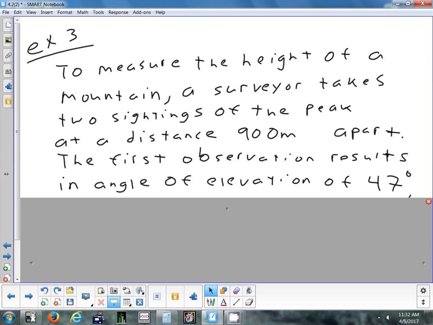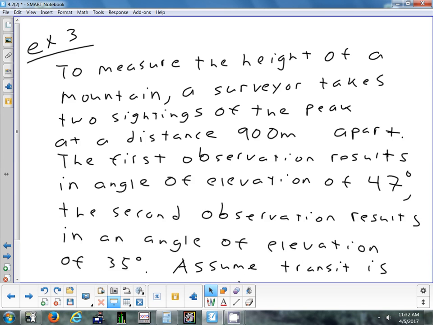Now, if you're looking at something at a certain angle, and you back up from that, what happens to the angle? If you're staring at an object and you stay staring at it, but you back away from it, the angle starts to decrease. Think of if you're staring at a certain point on a movie screen. If you're in the front row, you might be staring very, very steep up, but as you move back, the angle decreases. So when the surveyor backs up 900 meters, the second angle is 35 degrees.